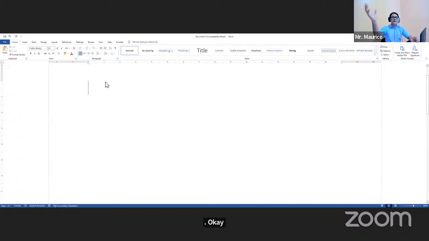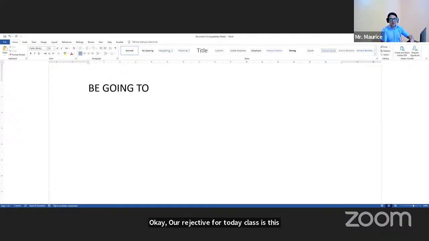Okay, our objective for today's class is this. Be going to. Be going to is a structure to express future. We are going to learn how to express future by using this structure. It's not a tense, it's actually a structure. Be going to. Okay, now here we have a very well-known verb.